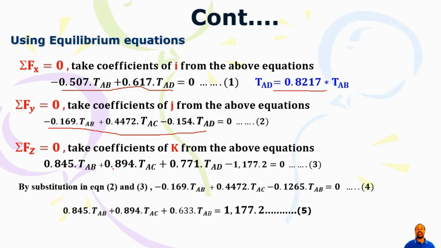Then by substitution in equation 2 and 3, this one, you substitute TAD. So after substitution, you get this expression. Again, you get this expression, equations 4 and 5. Then you can collect now TAB and TAC here. Then let us solve simultaneously. So we are substituting TAD in this equation. Then you have this result.